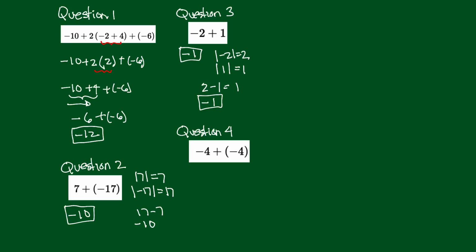Question 4, negative 4 plus negative 4. So what I'm going to do is just get negative 8 out of this, but here's where that negative 8 is coming from. Here's the rule. I'm going to add absolute values. So the absolute value of negative 4 is 4. Negative 4 is 4 units from 0 on the number line. Now, it doesn't matter if I do the other one. Still 4.